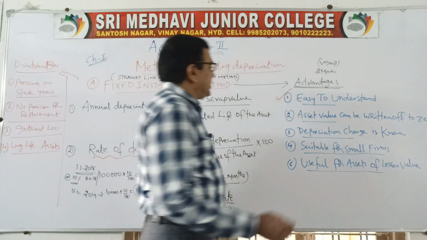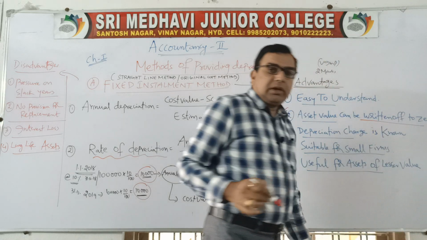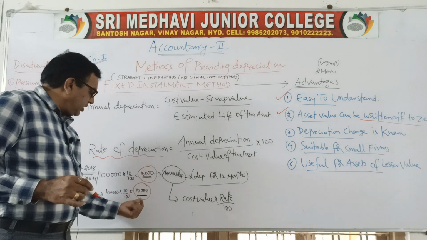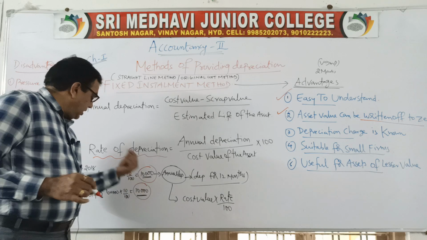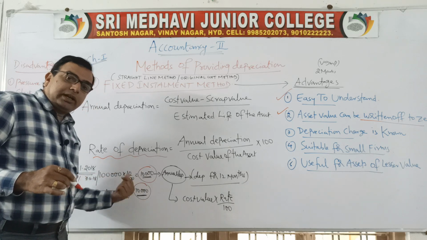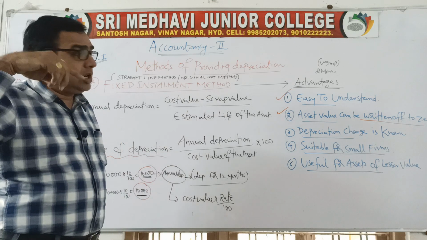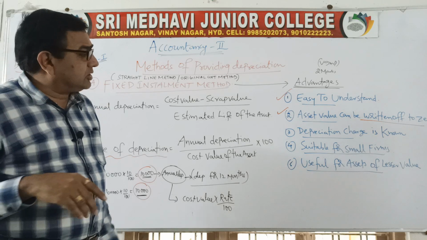The second advantage is asset value can be written off to 0. Means if you go on providing, we can provide depreciation till you get 0 value. 10,000, 10,000 like that. 1 lakh becomes 90, 90 becomes 80, 80 becomes 70 like that. You can provide as many years as possible. So till we get the 0 value, we can continue our ledger.